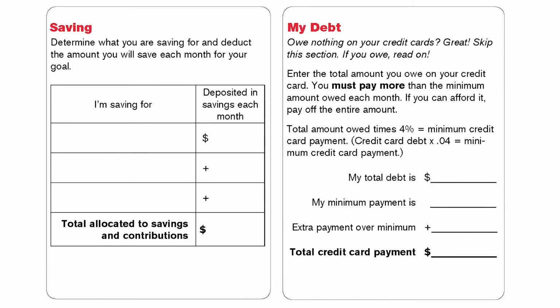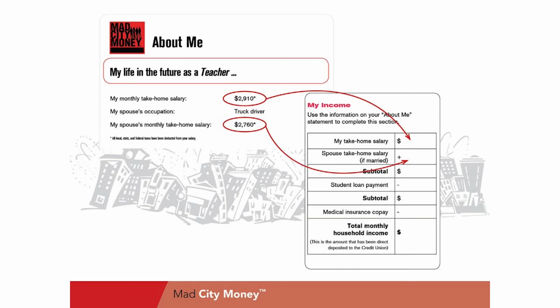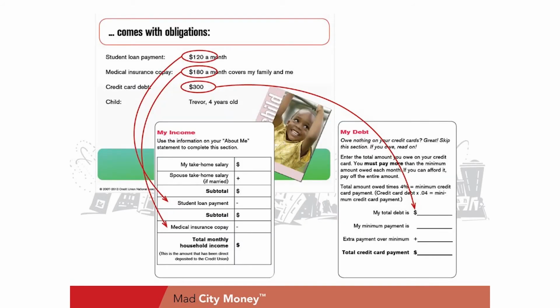It also means that any money in excess of $100 must be put in savings, used to reduce debt, or spent on your goals. For the My Income section, you're going to take your salary and key that in there. You're going to put your salary's take home if you're married. Then you're going to put in your student loan debt, your medical insurance, and then if you have any credit card debt. We'll pause here for you to fill out that My Budget worksheet.